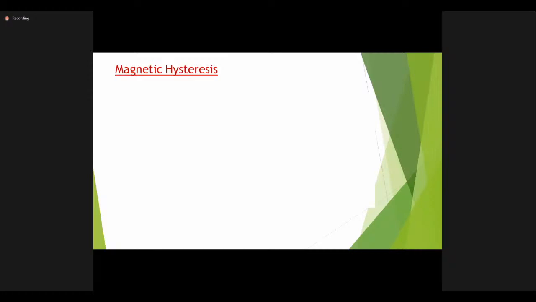Now, please remember the most important property of ferromagnetic materials is hysteresis. We have seen hysteresis in ferroelectrics also, but we did not discuss it there. We'll discuss magnetic hysteresis. Now, what does hysteresis mean? Hysteresis is a graphical plot between two parameters where one of the parameters is always lagging behind the other. If one is leading, the other is lagging. If the other is lagging, one is leading.